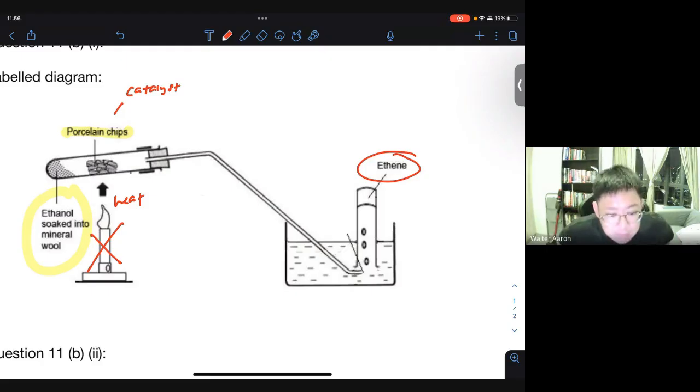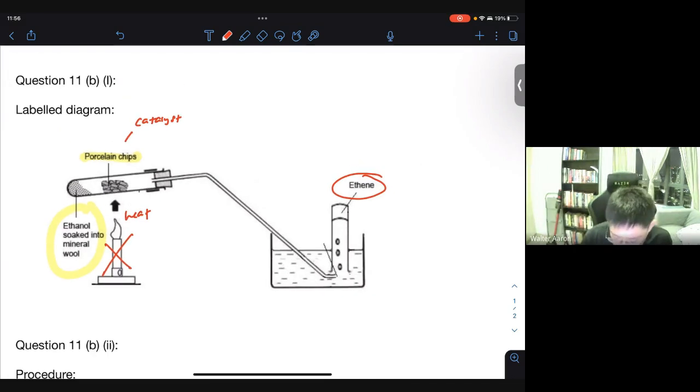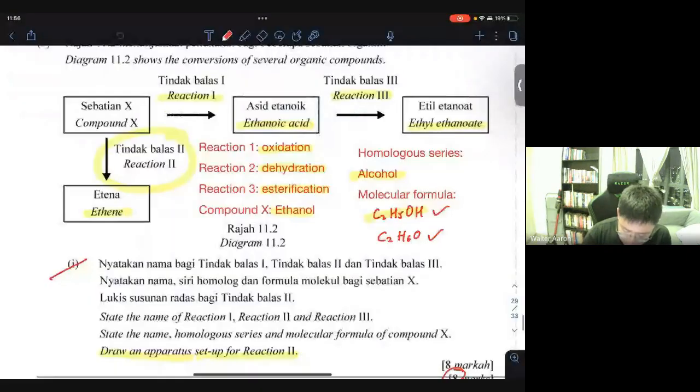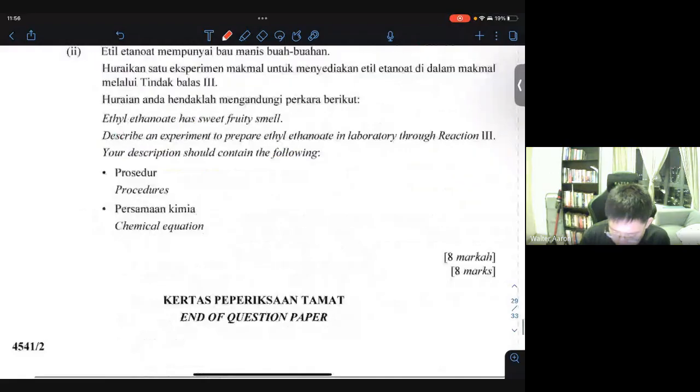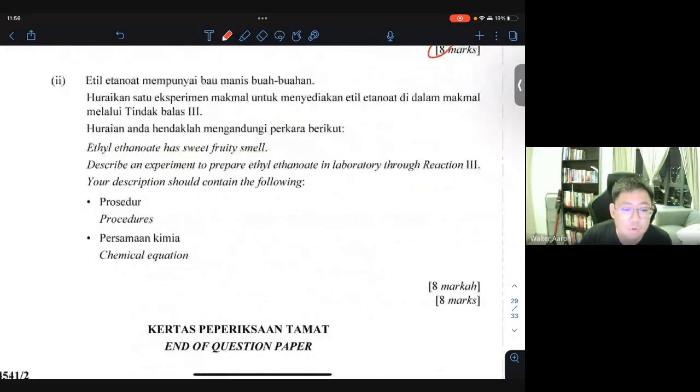Okay, but make sure it's labeled because it's supposed to be a labeled diagram. If you don't label the diagram, you might not get full marks for it. So this is how it looks like. Okay. So once you get that done, you should be able to get 8 marks in total for all of the question. All right, next, the last question, number 2.